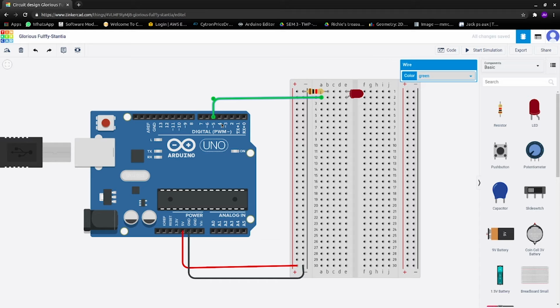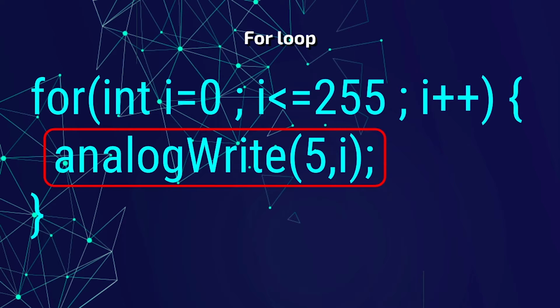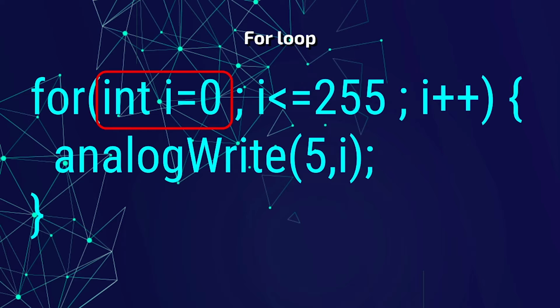Now let's use analog write to create an LED that gets brighter gradually, then dimmer. To do this, we're going to be needing a for loop. The for loop has 4 parts: the initialization, the condition, the iteration, and the code block. The initialization is used to declare any variables at the start, when you first enter the loop. In this case, we are declaring a variable i starting at 0.